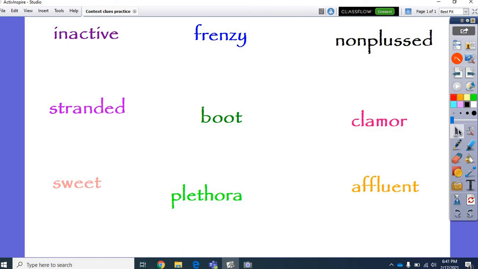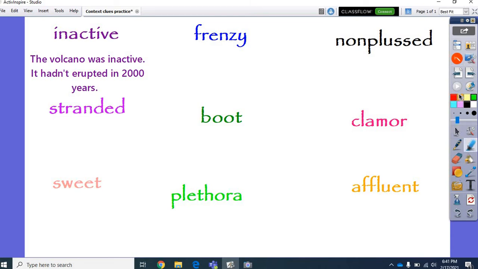The first couple of words I found here are words that are actually in the volcano story that we're going to look at tomorrow. One of them is inactive. Yeah, inactive. So let's look at a sentence from the story and see if we can figure out what inactive means. The volcano was inactive. It hadn't erupted in 2,000 years.